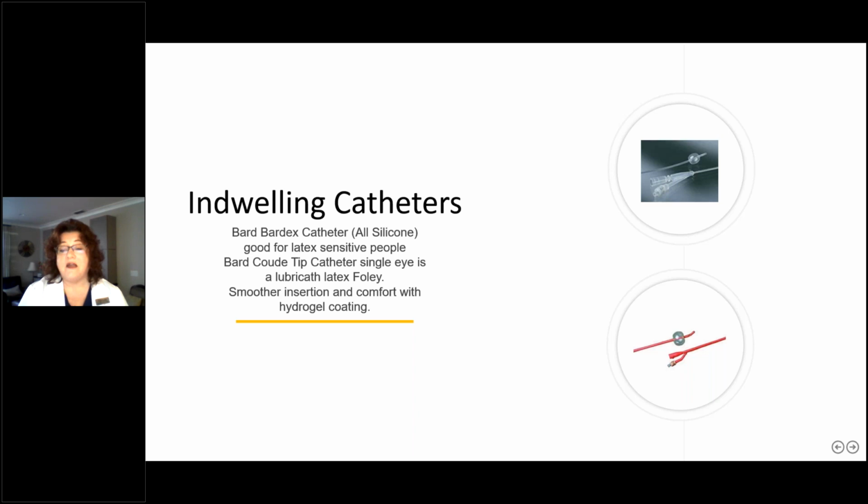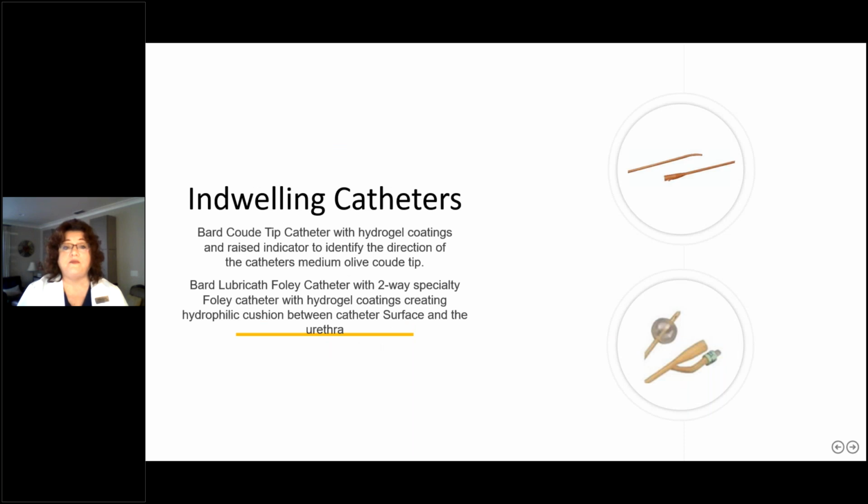And then the Coude tip on the bottom that you see has a single eye, and it's a Lubricath. It has smoother insertion, and that little tip is used to go around the base right at the curve before you come up, and it goes around the prostate area much easier. It is also hydrogel coated. There is another Coude at the top that is hydrogel coated.